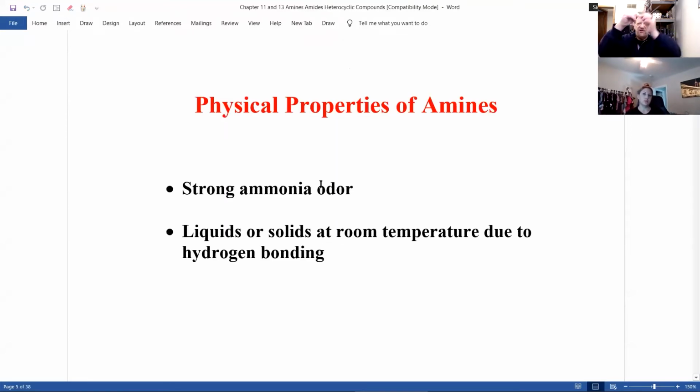Now, the switch is totally off on this slide. Click. Physical properties of amines. And amines, the smaller ones, have a very strong ammonia odor. If you've ever smelled ammonia cleaner, it can knock you off your feet. Or better yet, which you probably haven't, but I have, if you ever worked with liquid ammonia under pressure and some of it escapes, it's pretty strong.